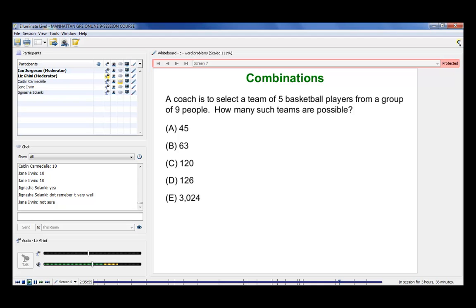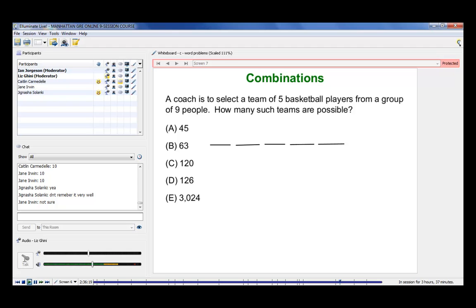Now this problem I can see was a real struggle. Let's see how far we got in thinking it out. How many people wrote out 5 little spaces, thinking a coach is going to select 5 players from a group of 9, so I've got 5 slots on my team? Who got that far? Smile at me if you got that far. 5 slots on my team, right?